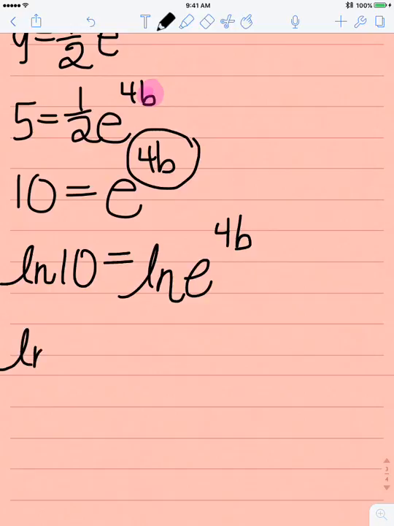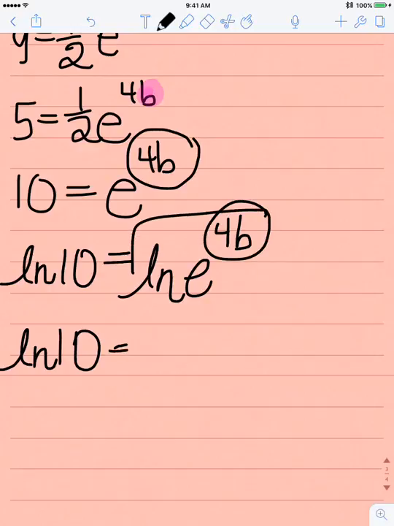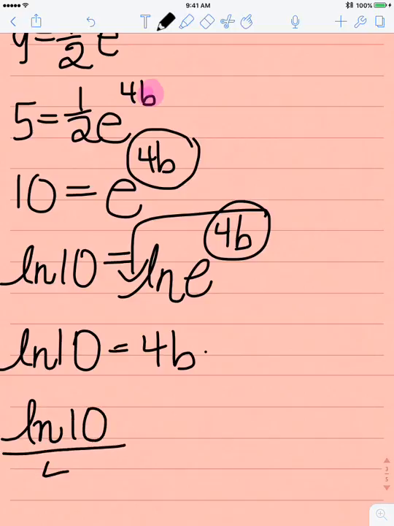Okay, so the natural log of 10 equals, well, the natural log of e is 1, and here the power rule, I can bring this down, and it's a coefficient. So equals 4b times the natural log of e, which is 1. I'm not going to write times 1. 4b times 1 is just 4b. Okay, so now I can solve for b, and b is just the natural log of 10 divided by 4.